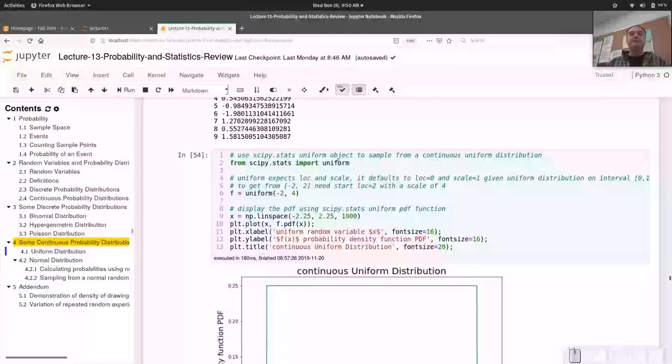If you want to use the SciPy stats one, it's the same interface. So you import the object called uniform for the continuous uniform distribution.